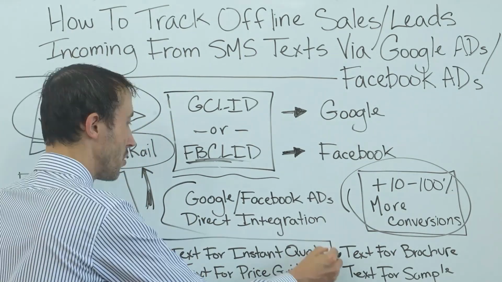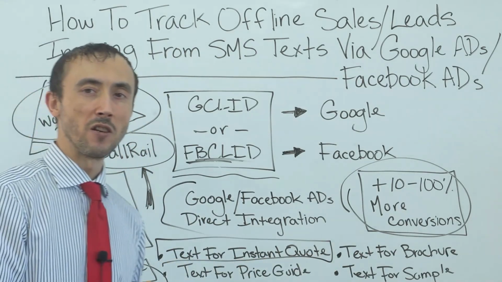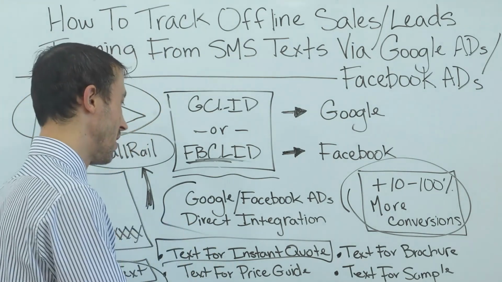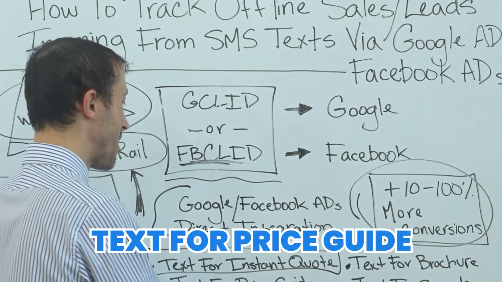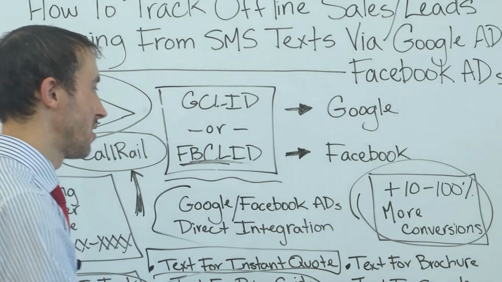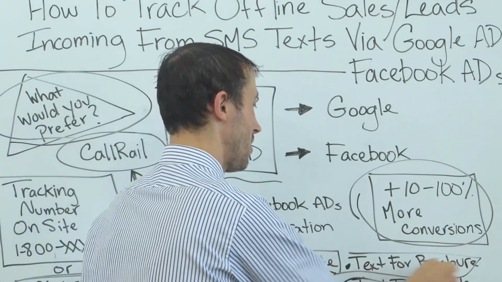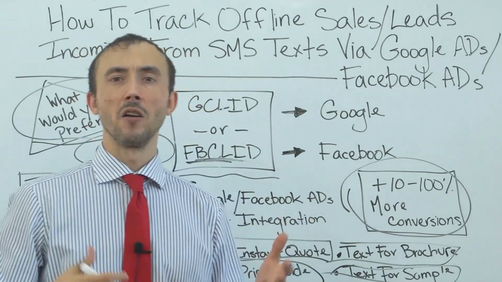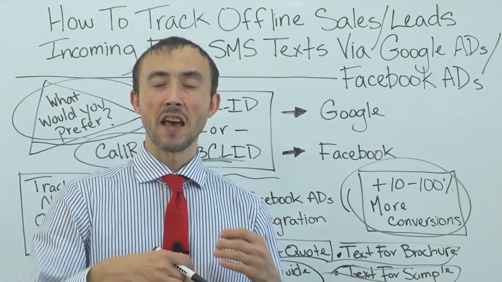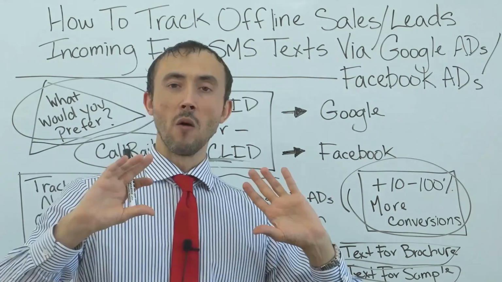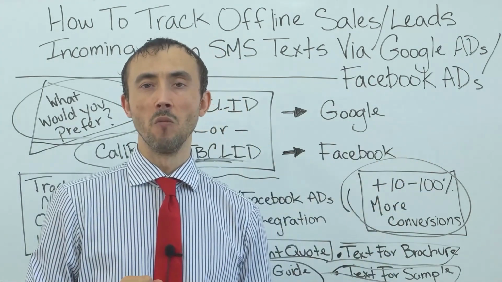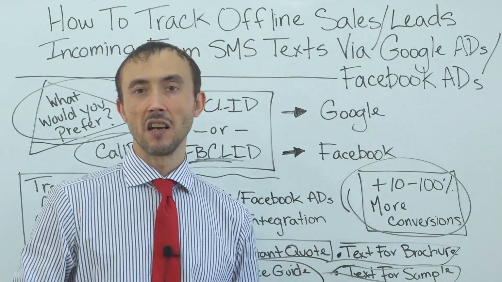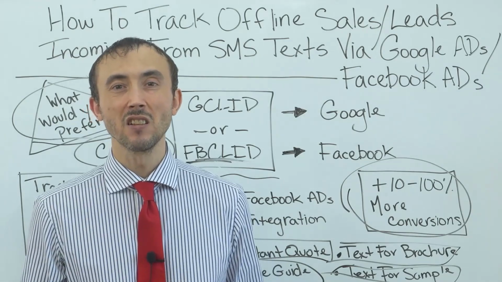And then with that, if you want the full value out of what you're doing, you've got to have a reason for them to text you on top of it. Text for an instant quote, text for a price guide, text for a brochure, text for a sample. We had one market where it was something to modify your home. Text to get a picture of your home and what this product will look like on your home. That was a fantastic offer that we came up with specifically, and got a ton more leads to contact us.